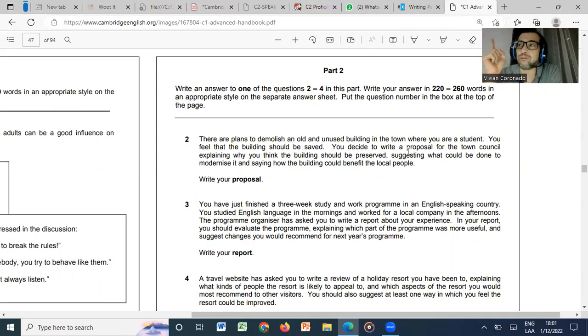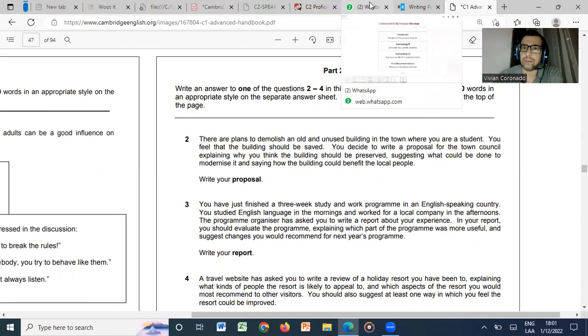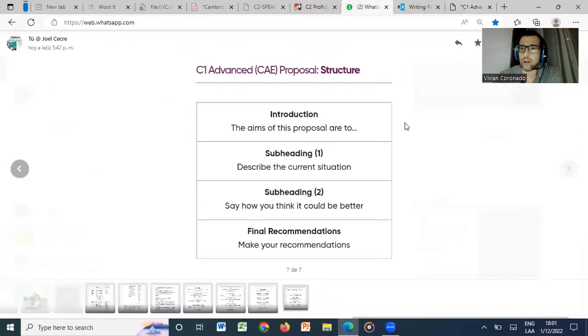Proposals are also formal. So don't write abbreviations, please. But remember that it is also formal. Now, let's see the structure on how to write a proposal. Well, the introduction, you always need to start like the report. You need to say the aims of this proposal are to, right? In this case, you need to say why or how to use this old building and maybe give some reasons for that building not to be demolished.